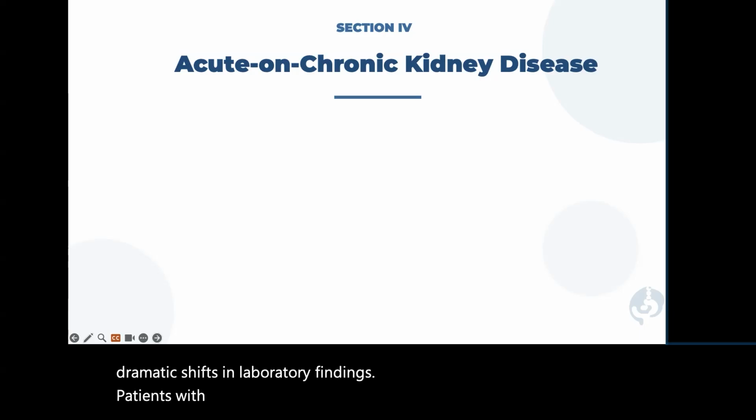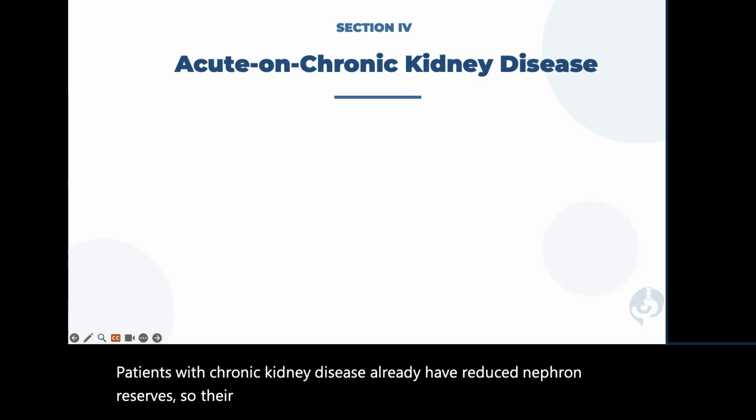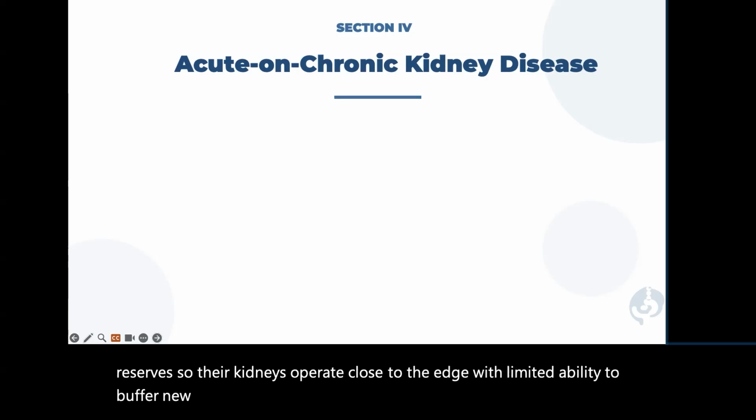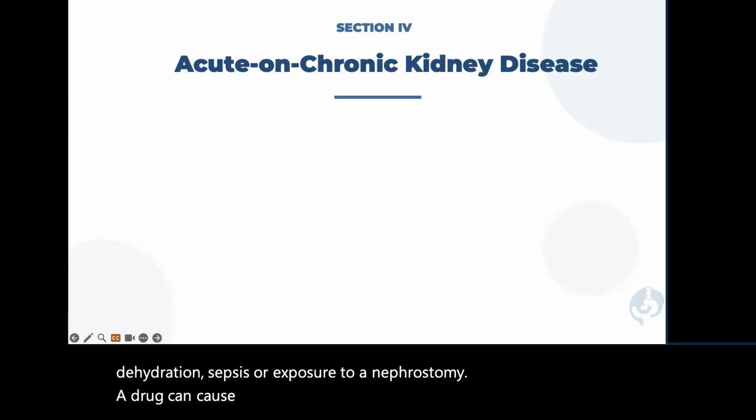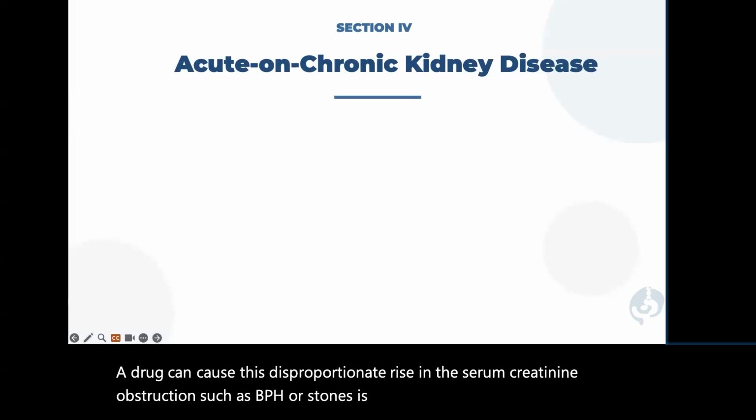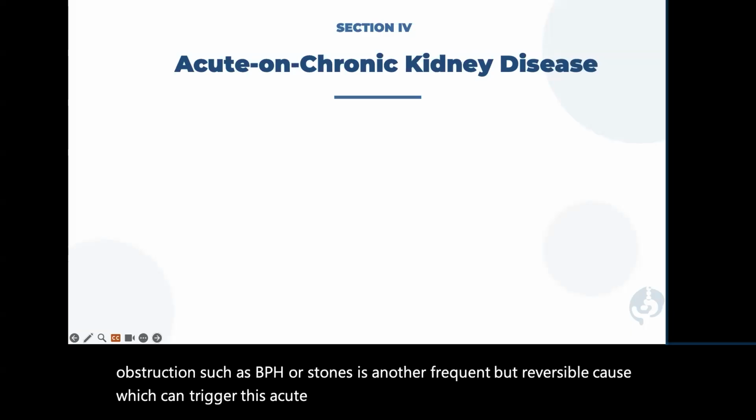Patients with chronic kidney disease already have reduced nephron reserve, so their kidneys operate close to the edge with limited ability to buffer new stressors. As a result, minor insults like a brief episode of dehydration, sepsis, or exposure to a nephrotoxic drug can cause this disproportionate rise in the serum creatinine. Obstruction, such as BPH or stones, is another frequent but reversible cause which can trigger this acute on chronic flare.